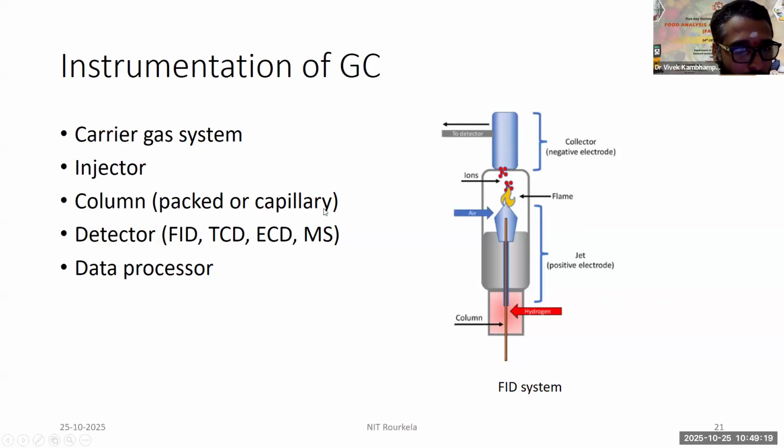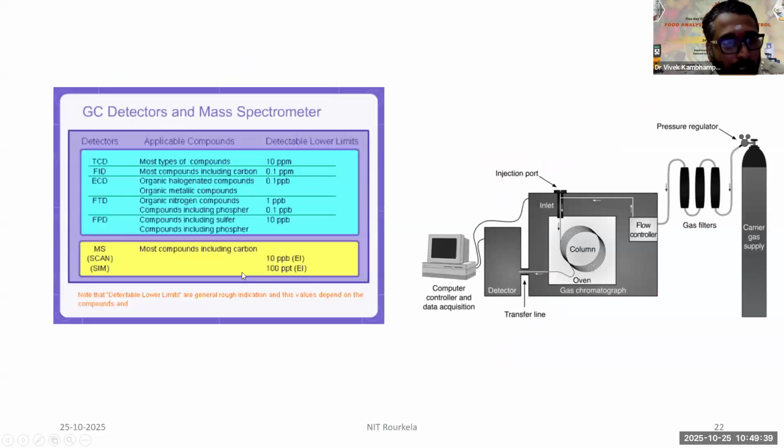Column, packed or capillary column is used. Packed column or capillary column, you must have heard this one, right? In the research paper they will clearly mention packed column GC was used, capillary column GC, right? Detector, you have different types of detectors here. We will discuss one by one. Data processing is normal.